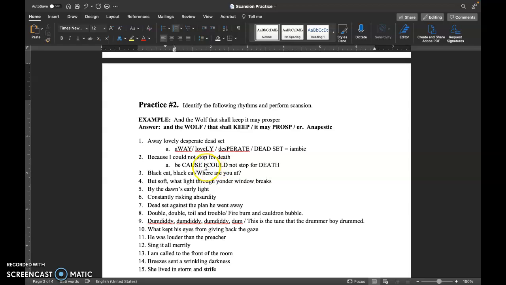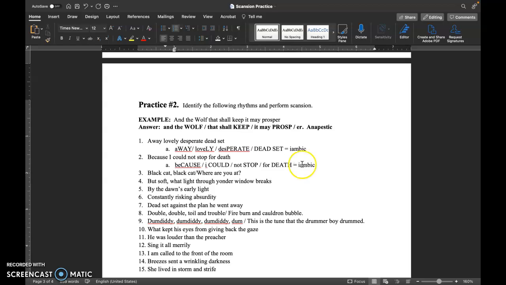And so I'm looking at that. I see a bit of a pattern here. So maybe "stop" is also loud. Okay, how about I take that pattern then? It looks like it's weak, strong. Throw a foot marker. Weak, strong. Throw a foot marker. Weak, strong. Throw a foot marker. And I can see it now. Because I could not stop for death. Dun, dun, dun, dun, dun, dun, dun, dun. This is going to be iambic. Weak, strong.